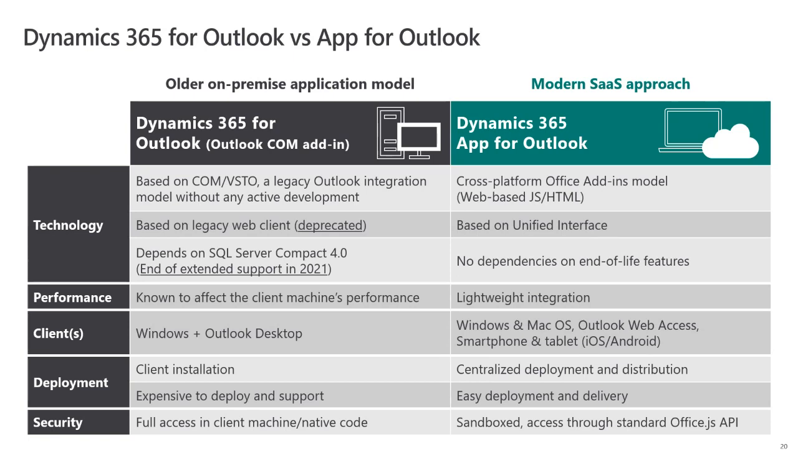In terms of deployment, the COM add-in required being installed on each client machine, so each user had to install the COM add-in either manually or through scripted deployments. It was always expensive to deploy and support whenever a user had issues with the COM add-in, whereas the app for Outlook is centrally deployed and distributed and offers an easy deployment and delivery model where the app for Outlook configuration can be automated, so any eligible user can get the app for Outlook automatically.